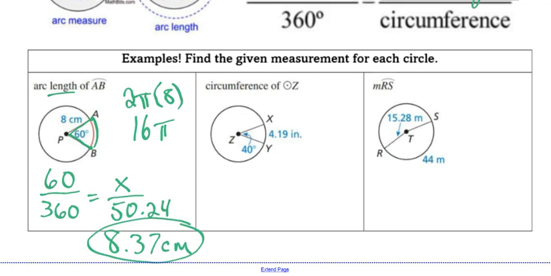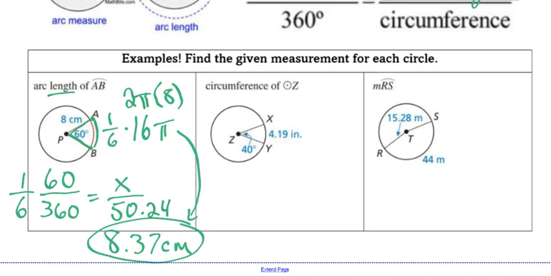If you wanted to use different logic, you could think, well, 60 is 1/6 of 360. So if you wanted to, you could actually just do 1/6 times the total circumference and get this exact same answer. There's other ways to think about this proportion. I think it's going to be simplest for right now to actually set up a proportion where you're comparing those two equal parts.